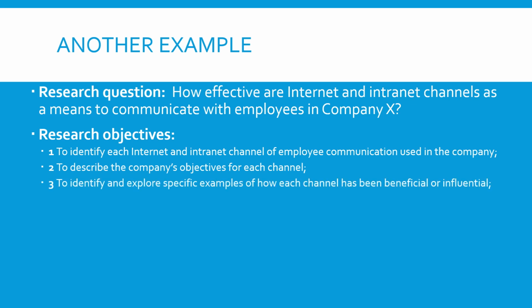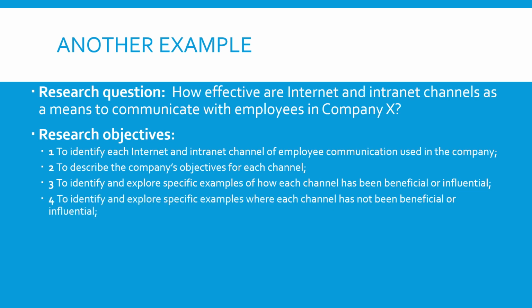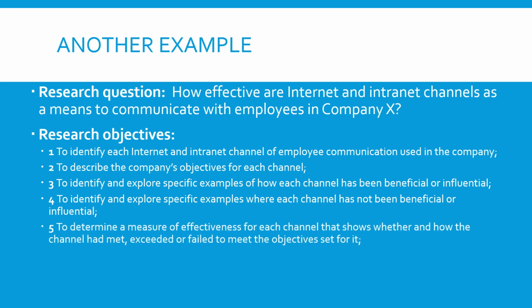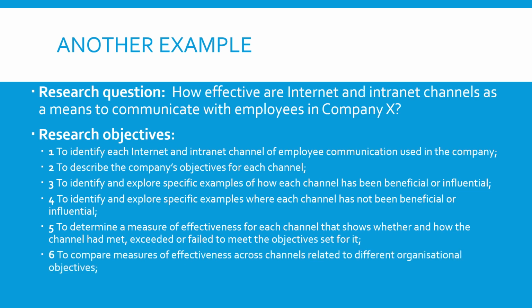Then, to identify and explore specific examples of how each channel has been beneficial or influential. Then, to identify and explore specific examples of where each channel has not been beneficial or influential. To determine a measure of effectiveness for each channel that shows whether and how the channel had met, exceeded, or failed to meet the objectives set for it. To compare measures of effectiveness across channels related to different organizational objectives, and to make recommendations about each channel's future use and fitness for purpose. So you would notice that the objectives are intended to help you answer your research question. So it's kind of like saying, how would you answer your research question? And then these are our objectives.